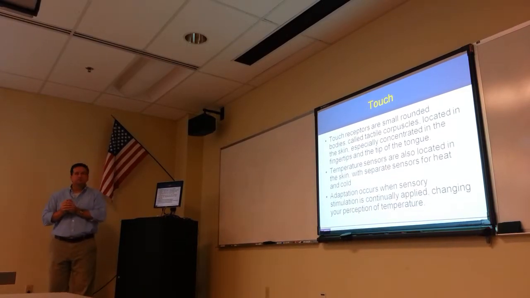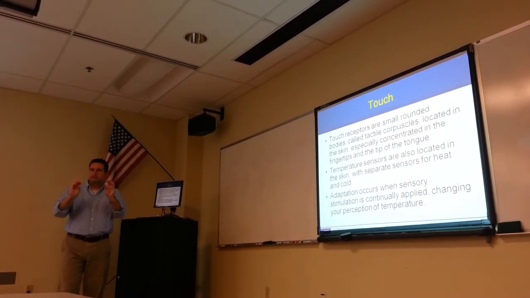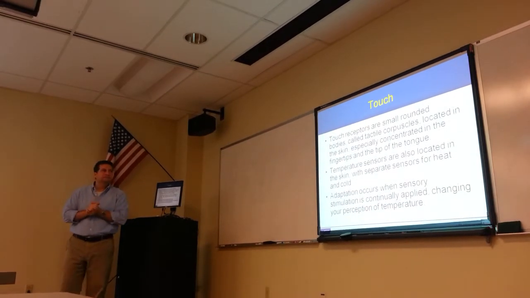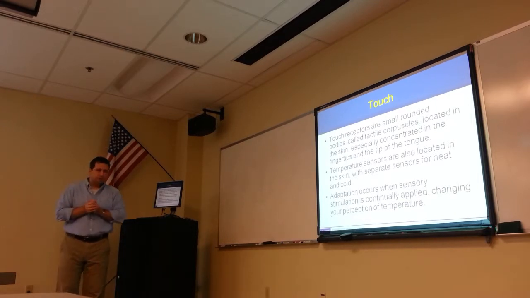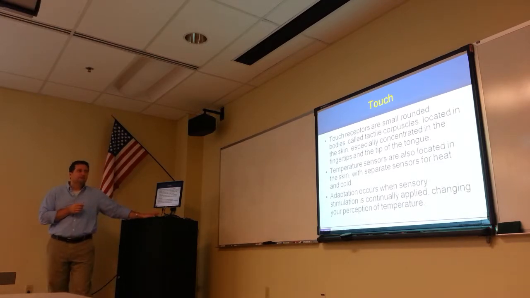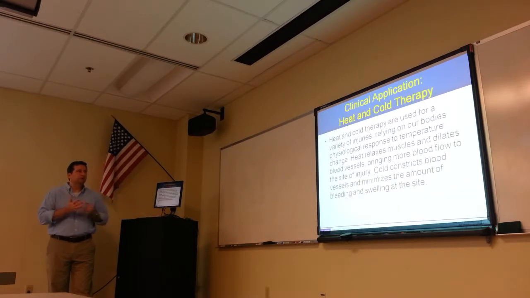Touch receptors, small rounded bodies we call corpuscles, are located in the skin, especially concentrated, not surprisingly, in areas where we have to have very fine feeling, like fingertips and tongue. Temperature sensors are also located in the skin. Our skin is what really helps regulate temperature. Adaptation occurs when sensory stimulation is continually applied. Therefore, it doesn't feel as cold anymore, it doesn't feel as hot anymore, you don't feel the sweater you're wearing anymore, etc.